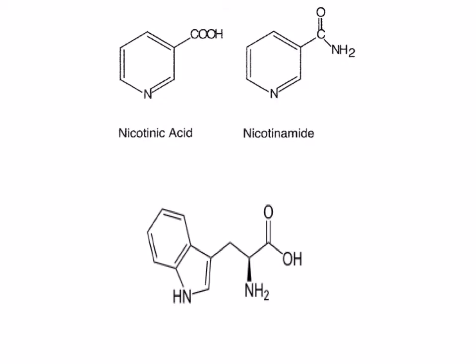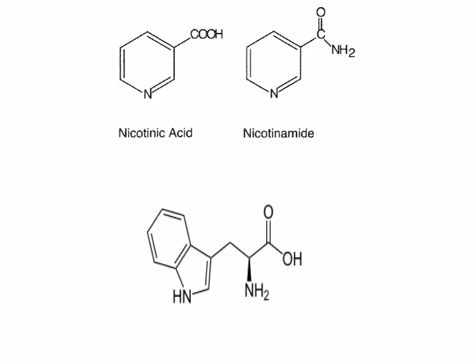Niacin, or vitamin B3, is a generic term that actually refers to both nicotinic acid or nicotinamide, sometimes called niacinamide. Tryptophan, an amino acid, can also be converted in the body into niacin, as long as there's adequate levels of B6, B2, and iron. It takes about 60 milligrams of tryptophan to produce 1 milligram of niacin. So up to 50% of our daily niacin requirements can be obtained from tryptophan conversion.